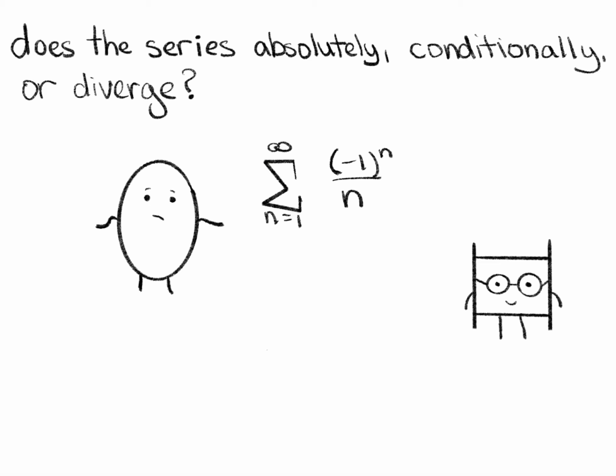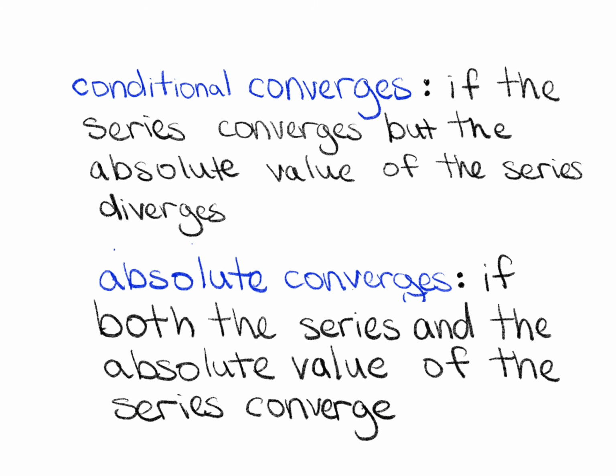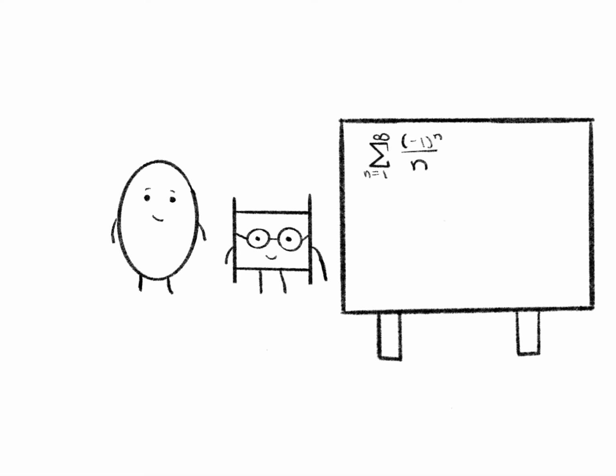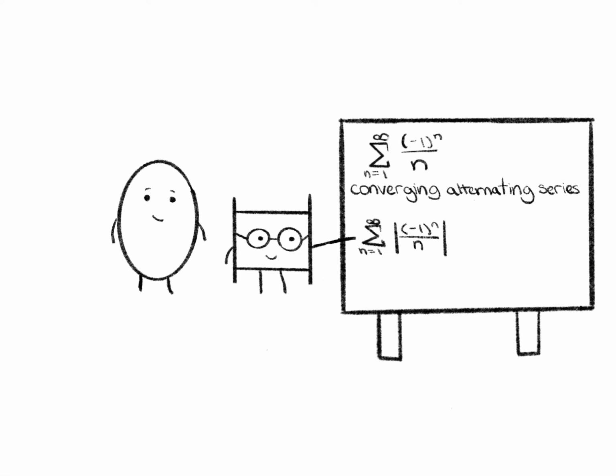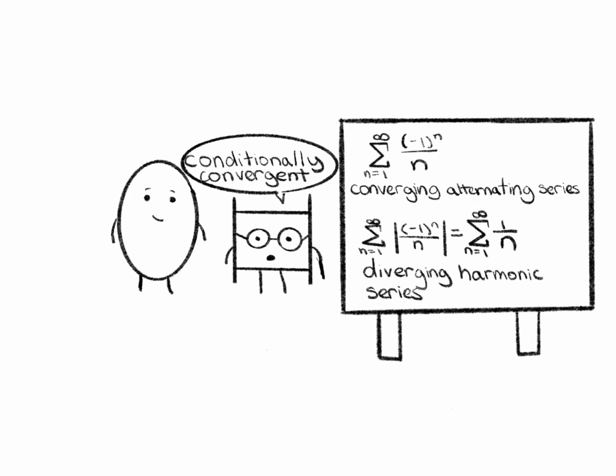Our second to last customer knows he is a converging alternating series, but he wants to know if he's going to converge conditionally or absolutely. Conditional convergence is when a series converges, but the absolute value of the series diverges. Absolute convergence is when the series and the absolute value of the series both converge. For this customer, we'll take the absolute value of his series, which results in a diverging harmonic series. Since this customer converges, but the absolute value of his series diverges, he will conditionally converge.